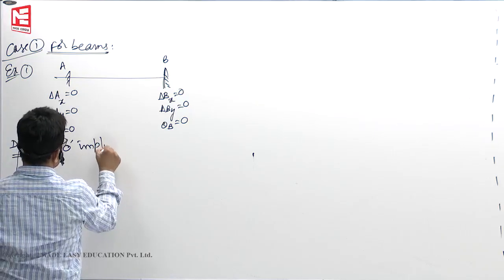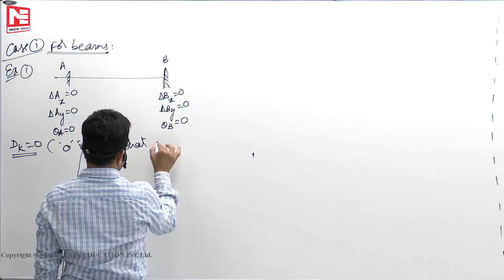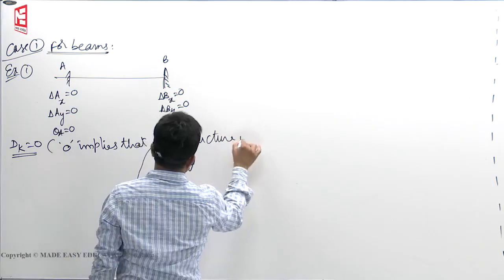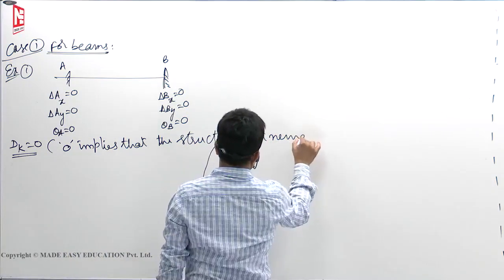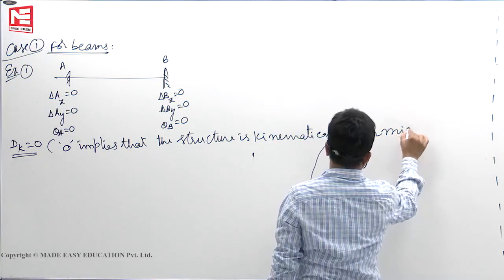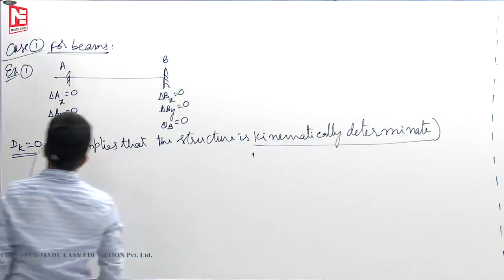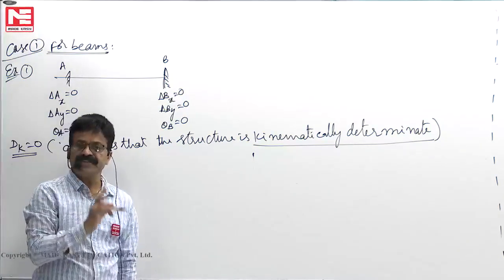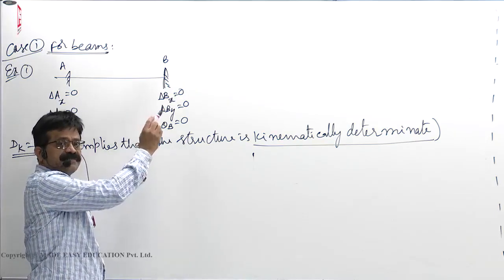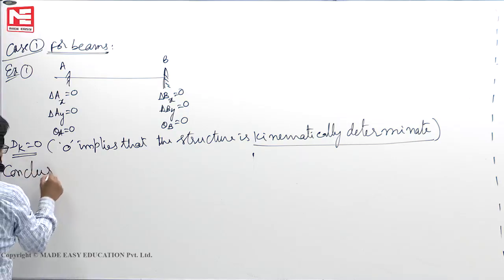0 implies that the structure is kinematically determinate. It is called kinematically determinate. What is your conclusion then? Earlier I gave you fixed beams, static indeterminacy is 3 for general loading. Static indeterminacy 3 but kinematically determinate. So that combined conclusion they can ask you like this.